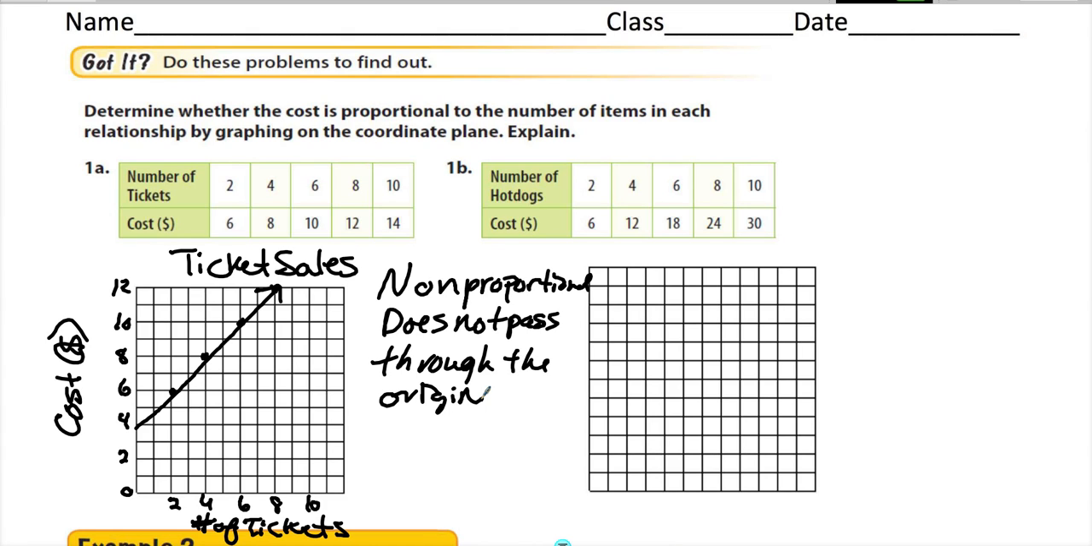So let's take a look at this one. So this is number of hot dogs and cost. So this would be, let's see, we'll just do hot dog sales. We'll just kind of keep it the same way.